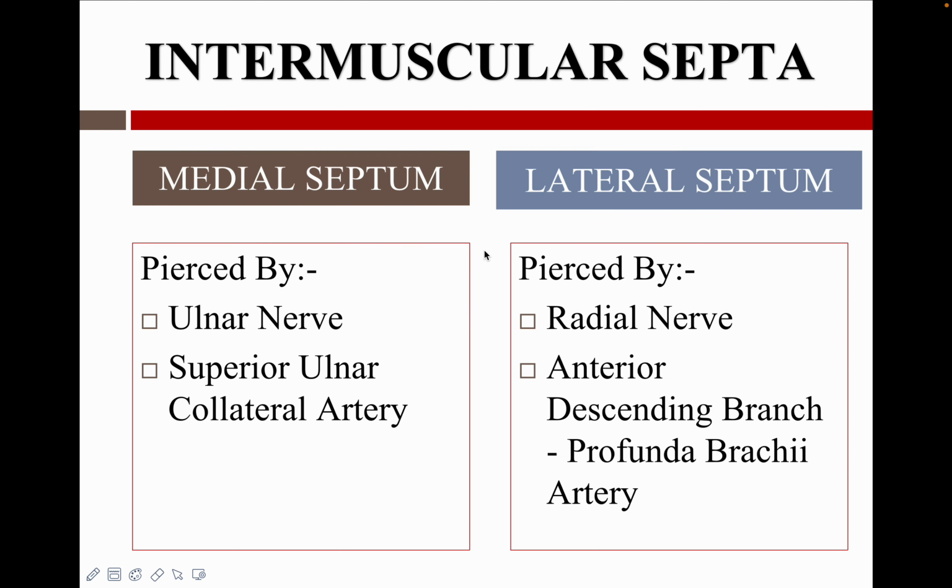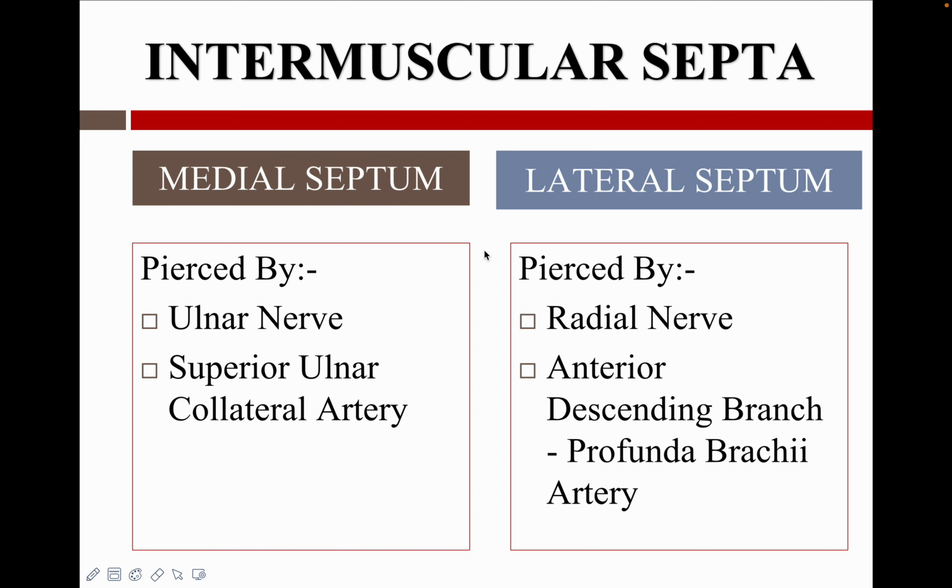So these are the nerves and vessels that pierce the medial and lateral intermuscular septum. On the medial side you will have the ulnar nerve and the superior ulnar collateral artery, because we all know that the medial side of the upper limb is ulnar dominated. It is the ulnar side of the upper limb. So the ulnar nerve and the ulnar vessels will pierce the medial septum.